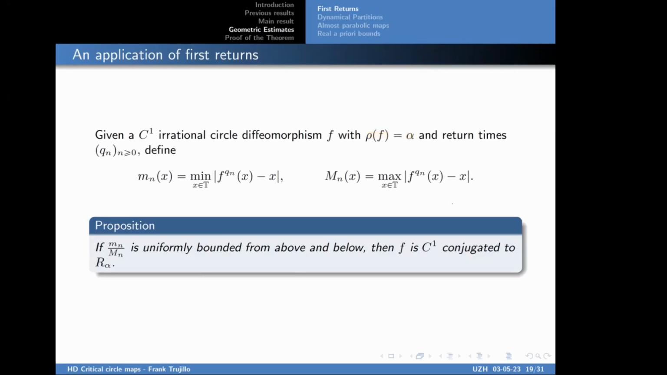So I have a quick question. If your map is just the rotation by alpha, I guess that these return times are related to the continued fraction expansion? Yes, we will see that in a second. It's a very good remark, and we'll see that in a second. Thank you for the question.